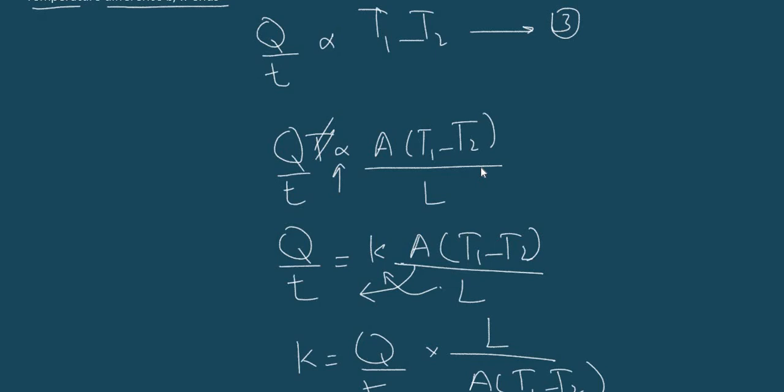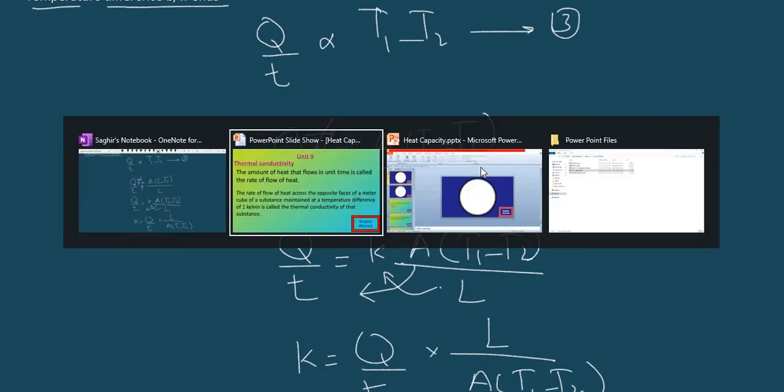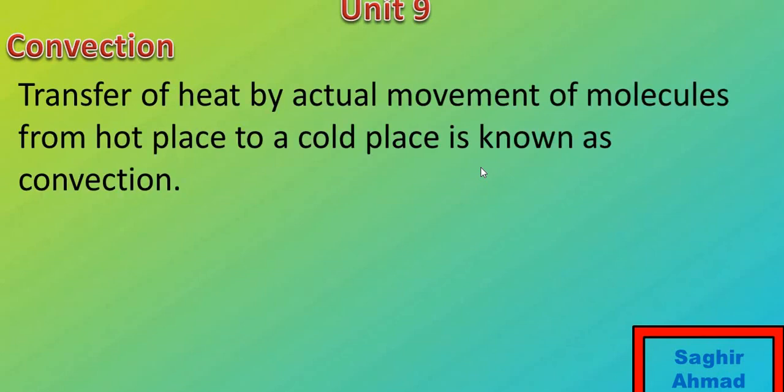So from this formula we can find the value of K. And our next topic is convection. Definition of convection: transfer of heat by actual movement of molecules from a hot place to a cold place is known as convection.